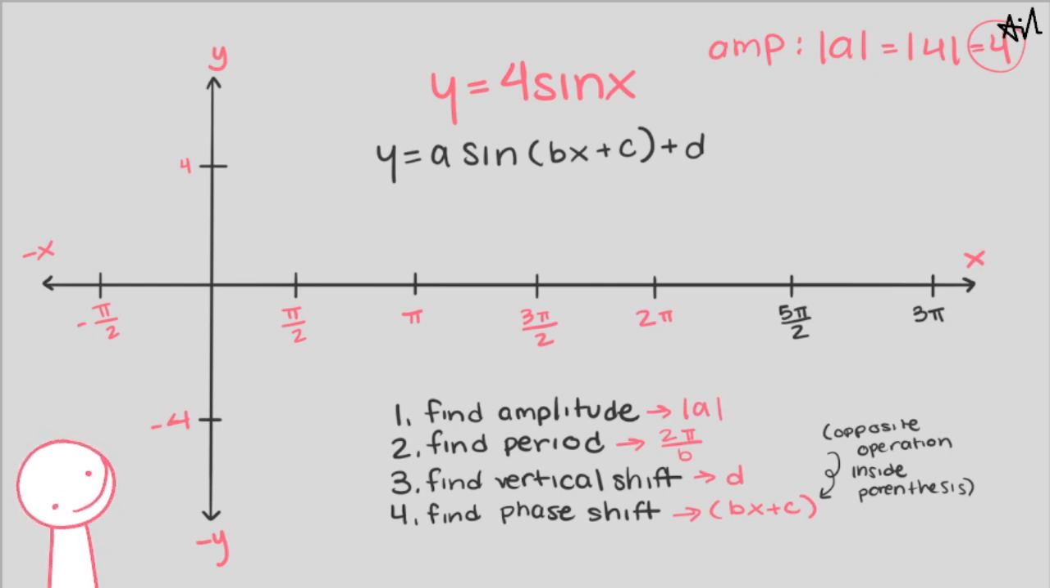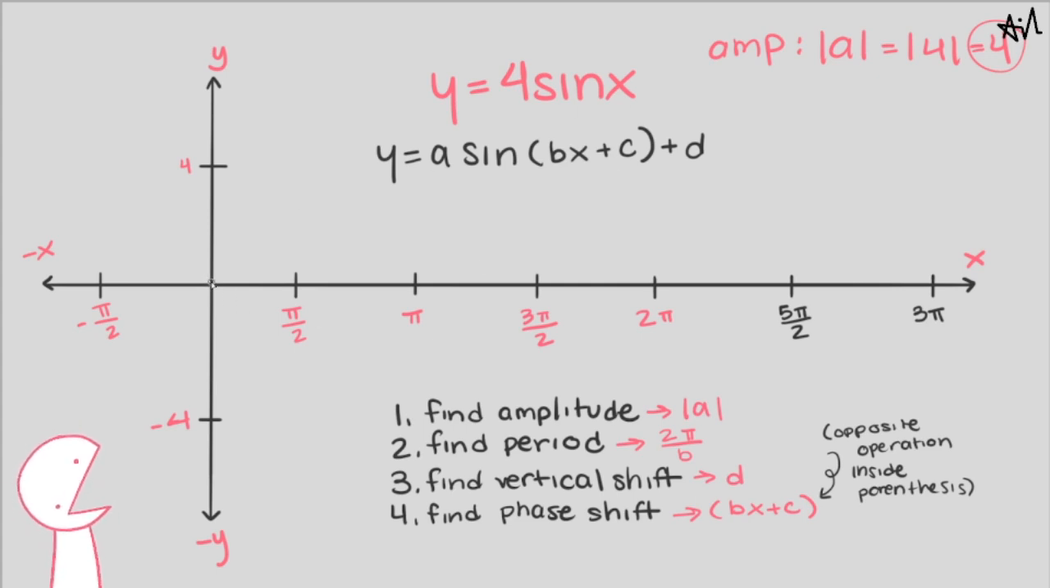And then we're going to find our period. Our period stays the same since there is nothing in front of the x. From here, we have no vertical shift or phase shift. We can just begin graphing.